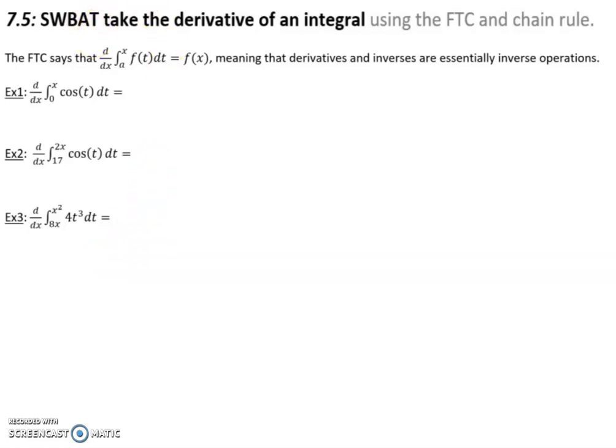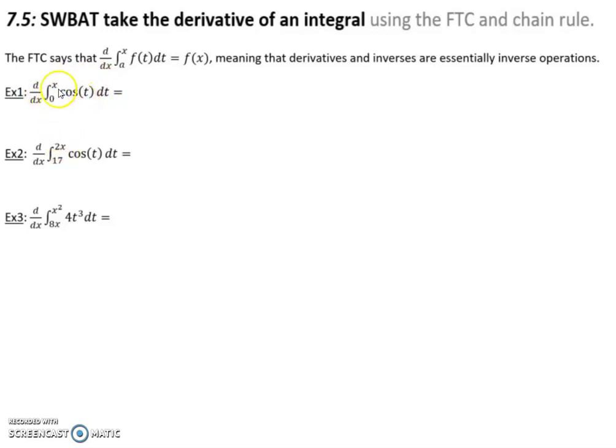All right, our last objective for this unit is that you will take the derivative of an integral using the fundamental theorem and chain rule. In class, we will go through the math of why this works, but here's the basic idea. Derivative and integral are inverse operations, so they cancel each other out. When you have them at the same time, essentially you're going to end up with what you started with.